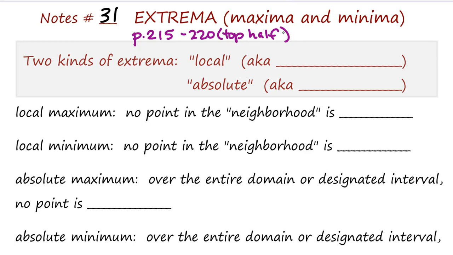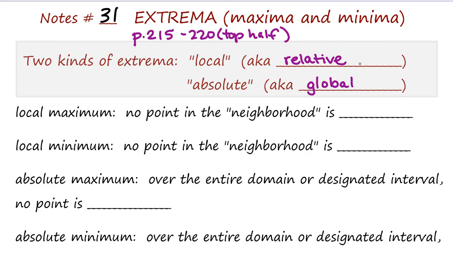So there are 2 kinds of extrema. Local, which are also known as relative. Sometimes I use one word, sometimes I use the other. And absolute, which are also known as global.